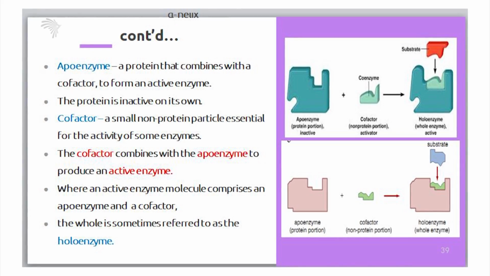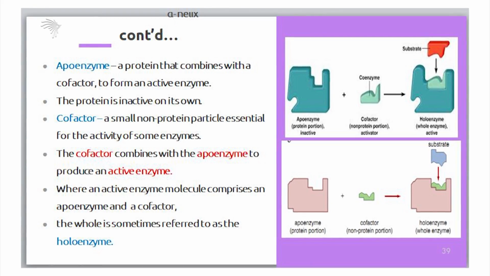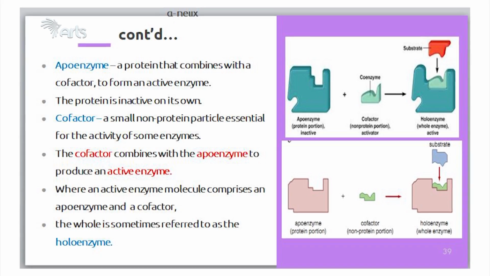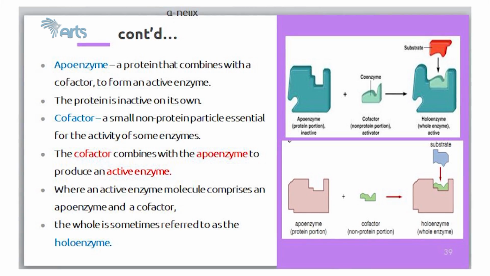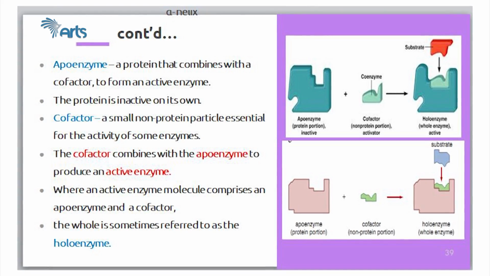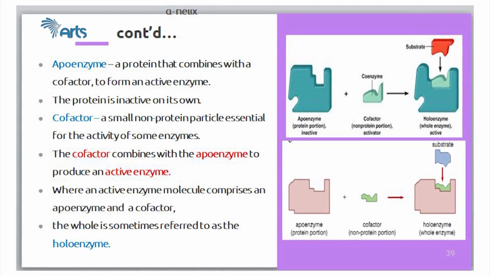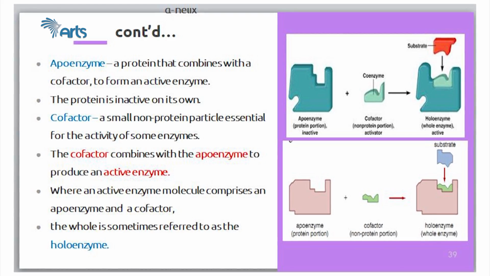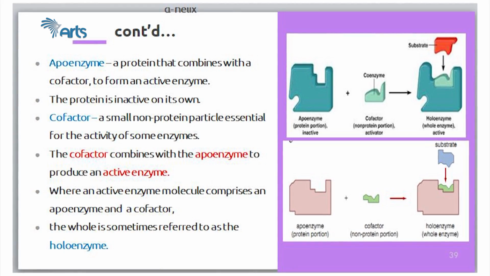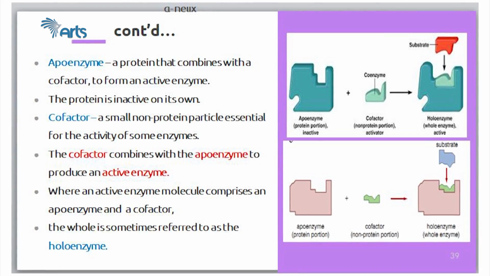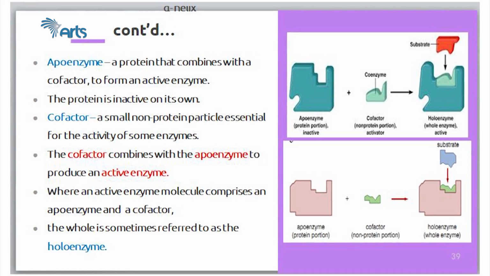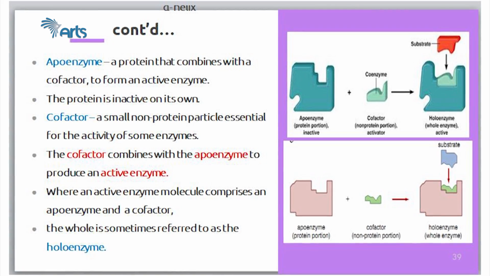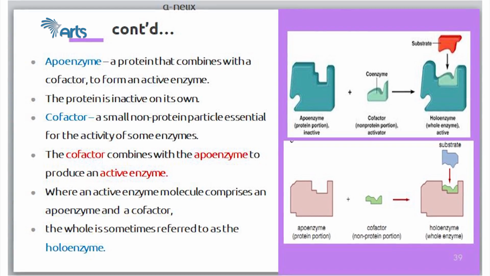Without the cofactor, the protein apoenzyme is inactive. A cofactor is a small non-protein particle essential for the activity of some enzymes. The cofactor combines with the apoenzyme to produce an active enzyme. When an active enzyme molecule comprises an apoenzyme and a cofactor, the whole is sometimes referred to as a holoenzyme. So some enzymes work with this mechanism.